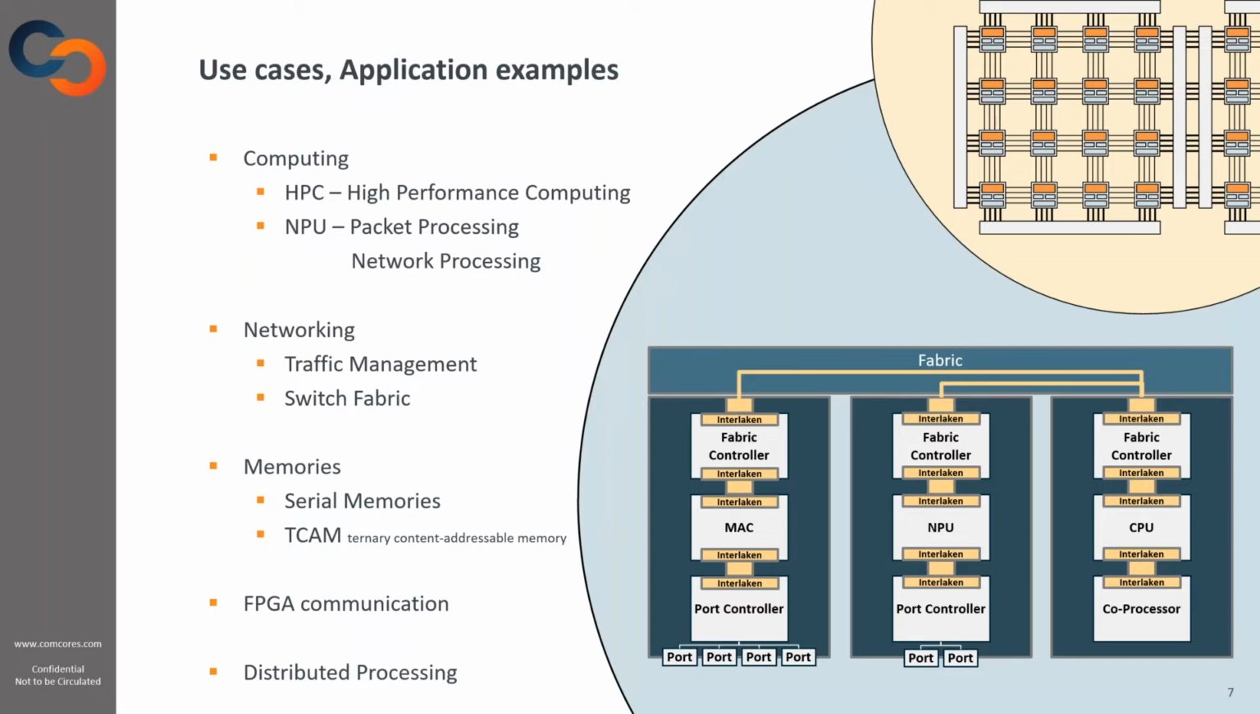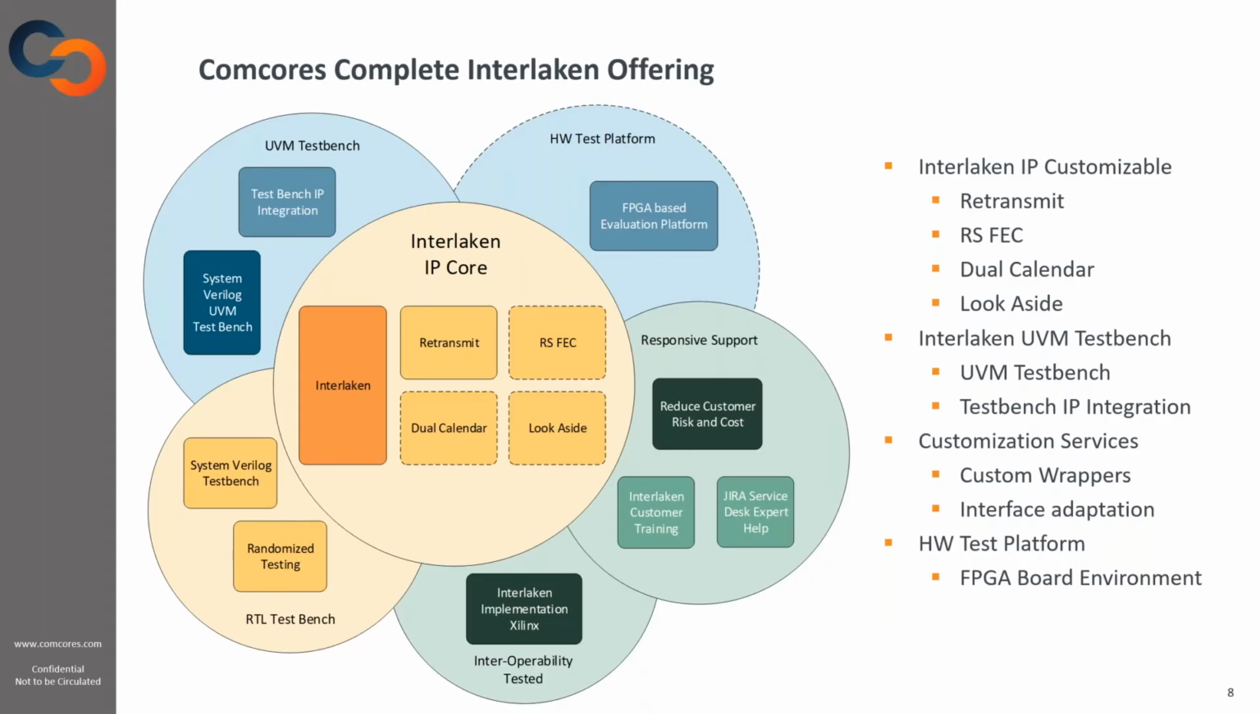Interlaken is really useful, and it can take many shapes and sizes, so you can use it for all different types of applications. And finally, what Comcores, our company, can offer is we have an Interlaken IP core with extensions.